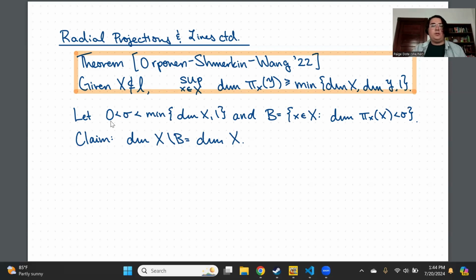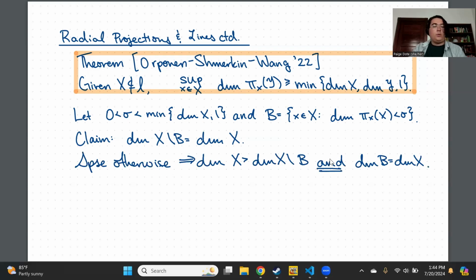Let's let sigma be between 0 and the minimum of dim x and 1, which is like we're ignoring this dim y term, with y equal to x. And we're going to let B be our set of bad points, the points x in X where the dimension of the radial projection is strictly smaller than sigma. And the claim is that the dimension of X minus B is in fact equal to the dimension of X.